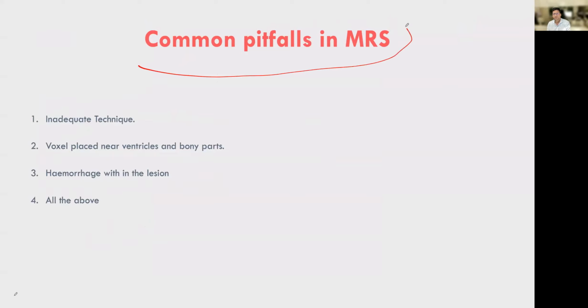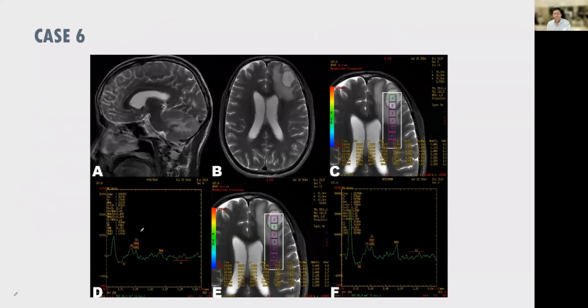Common pitfalls of MR spectroscopy are inadequate technique, voxel placement, hemorrhage within the lesion, all the above. Yeah, so inadequate technique is a pitfall, voxel placement, hemorrhage within the lesion, all the above is the answer. Okay. See this case carefully once again, go through it. I'll have the question following. In the lecture, somewhere I have leaked the answer.